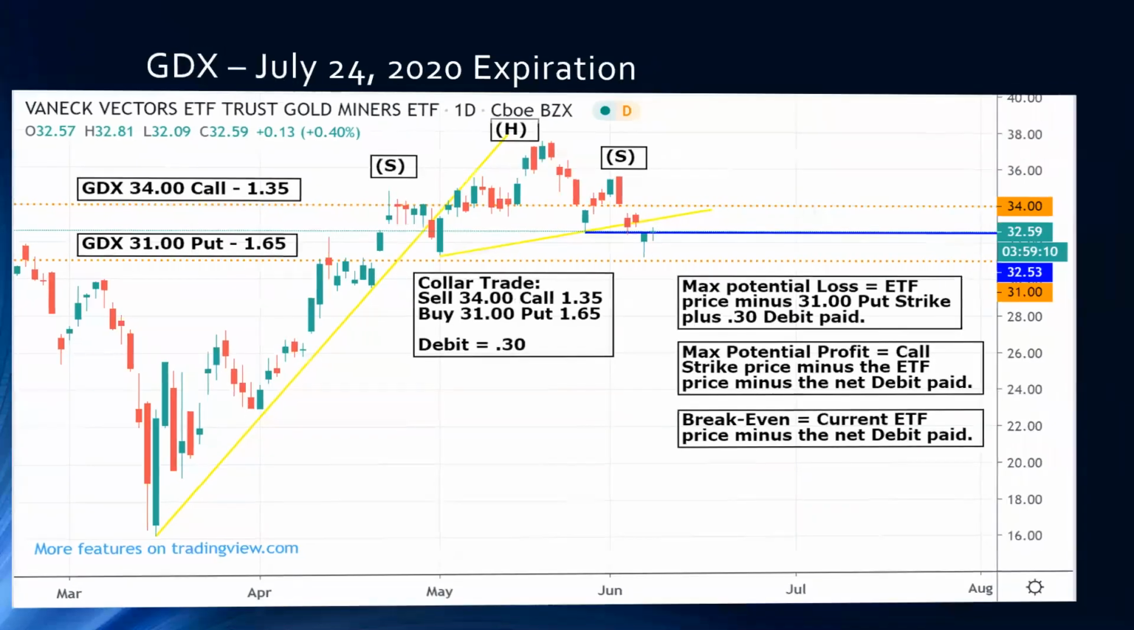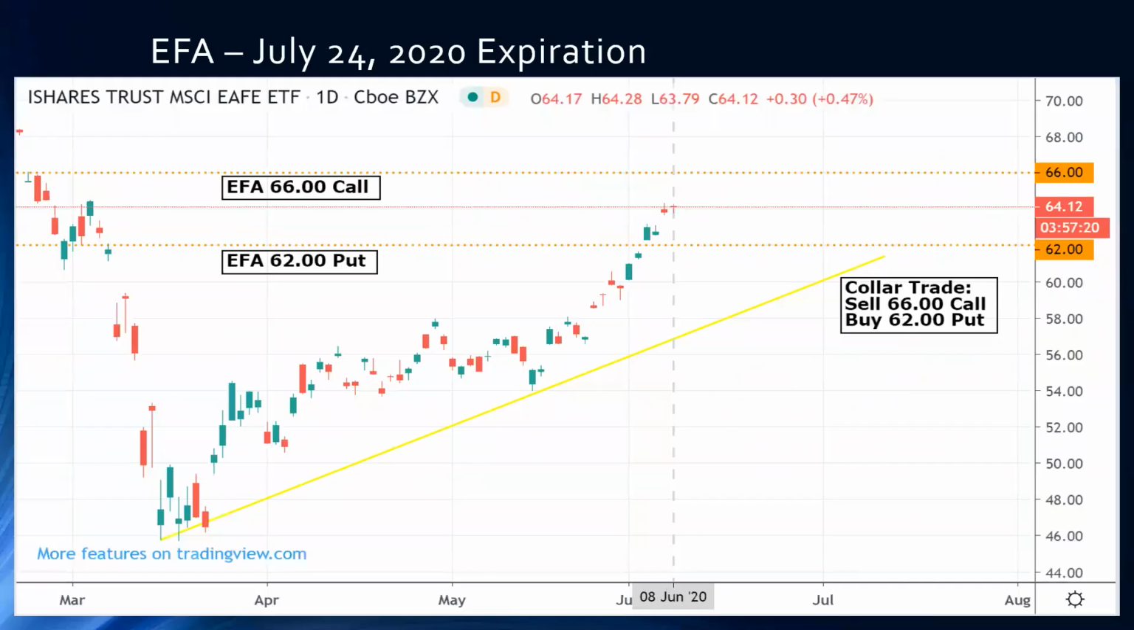So now we're going to go to the EFA. So the EFA is the Russell 2000 ETF. So we've covered the QQQs, which is the Nasdaq. We've covered the Spiders, which is the S&P 500, and now we're at the Russell, your middle of the road stock index, which covers a very broad base of stocks. So now for the EFA, we have the $66 call and the $62 put. So that means for the collar trade, you sell the $66 call and you buy the $62 put.